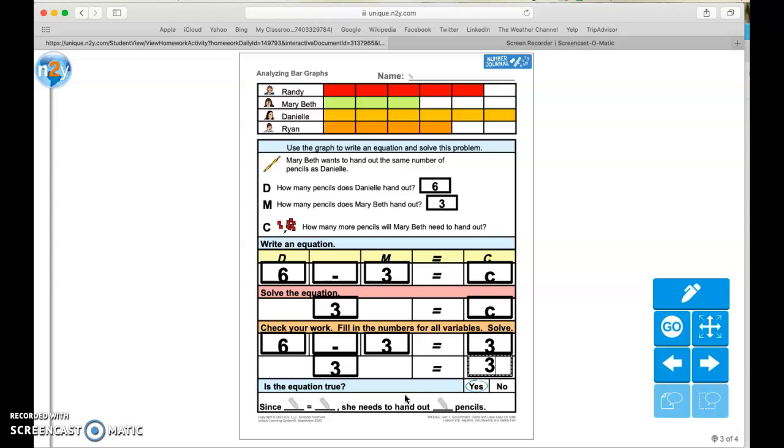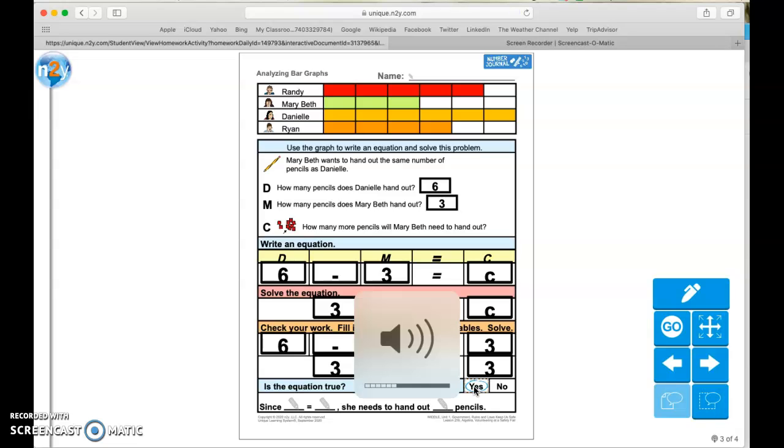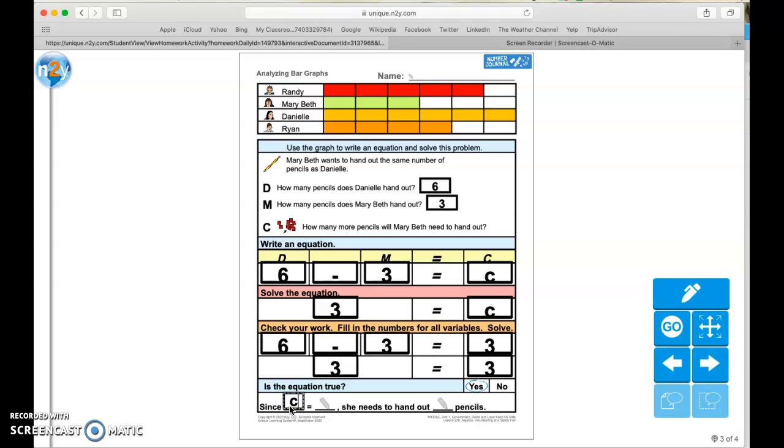So if we were to do these things on paper, with paper and pencil, we'd need to kind of show all these steps. So this is why it's like this on our work as well. So last part right here, is the equation true? Does 3 equal 3? Oh yeah, yep. Yes, and it'll ding at us, hopefully. Well, maybe not. Okay, so now down here it says since, and we're writing C, since C is 3, we found out, she needs to hand out 3 pencils.